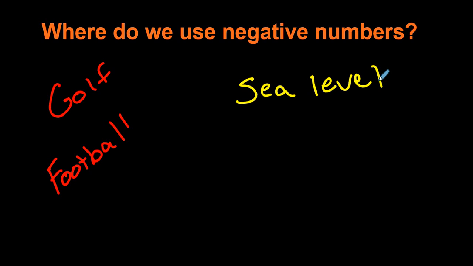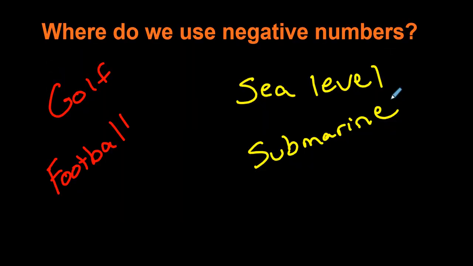there are some cities that are way above sea level, but if you're below sea level, then you're considered negative so many feet below sea level. This is also being talked about in terms of elevation in the ocean. Okay, a submarine or a vessel that goes underwater will have a negative elevation.